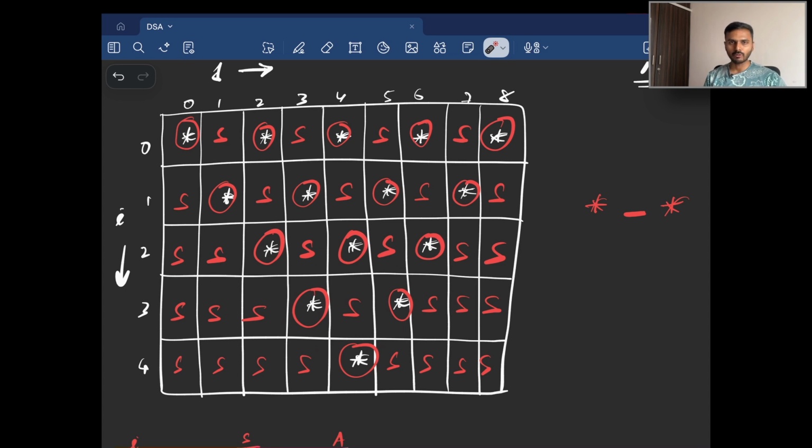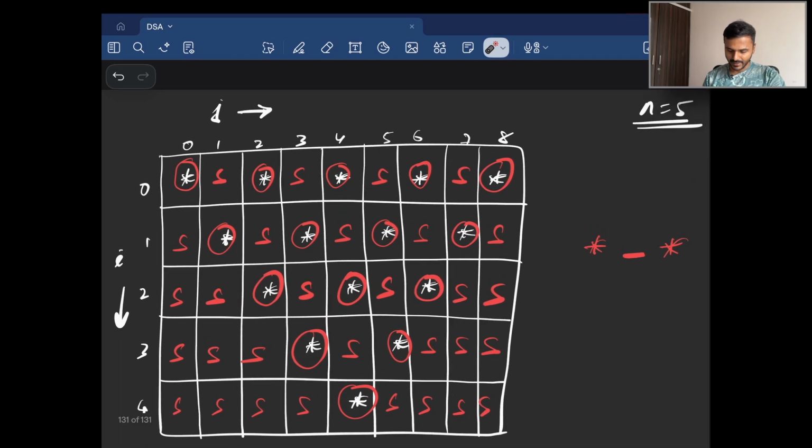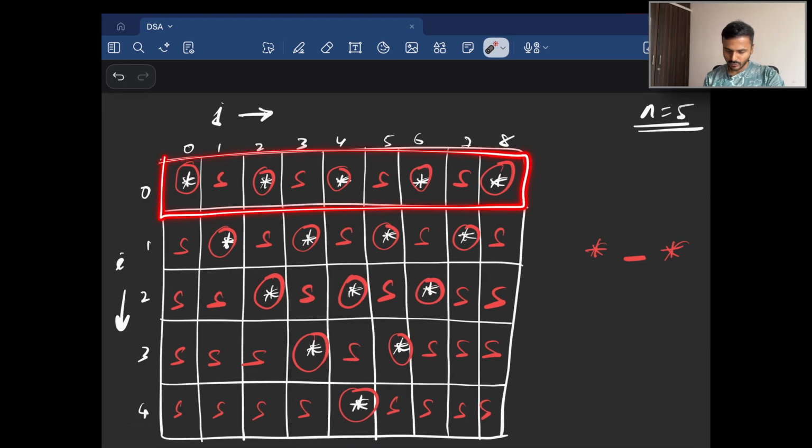So we have discussed how to determine the number of spaces that we have to print, and we have also discussed how to determine the number of asterisks that we will need to print. The only thing that is left to determine is how we are going to take care of printing a space between any pair of asterisks. So let's talk about that. And for that, let me take the first row as an example.